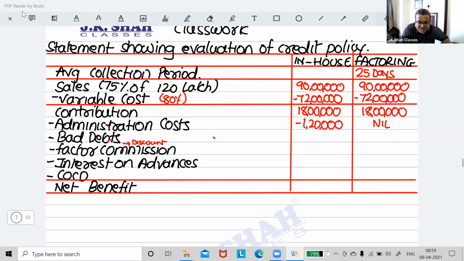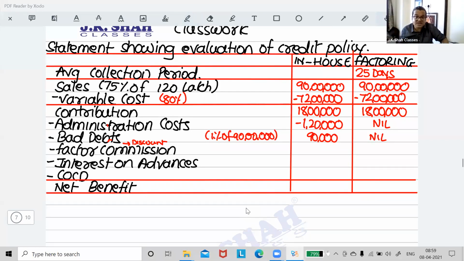What is the bad debt percent? 1%. Now see, the last question was very clear that it was a non-recourse factoring. Right? It was written responsibility of factor himself. It's not written, but it is understood. So if I collect on my own, I'll end up bearing 1% of 90 lakh, 90,000. Here, nil. You take care of it, I don't bother.